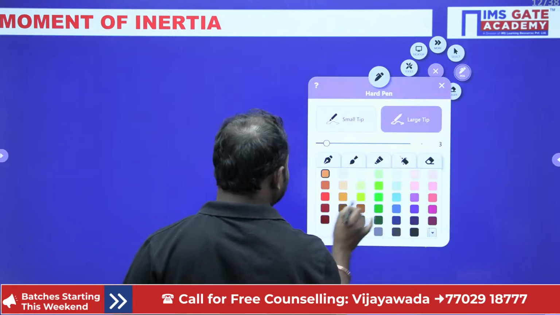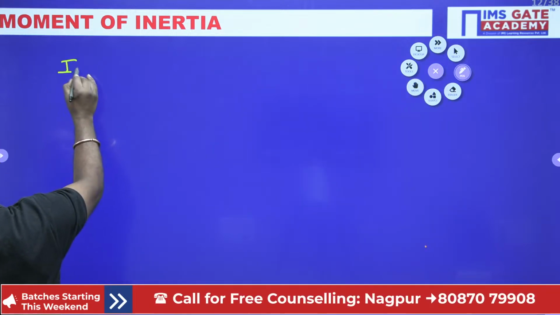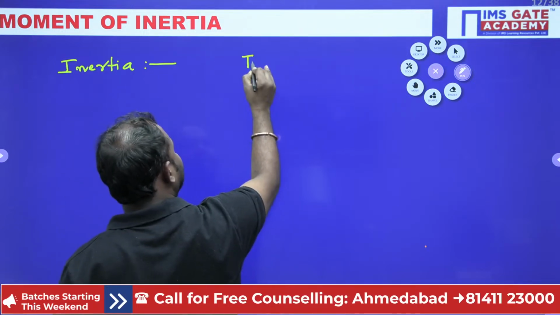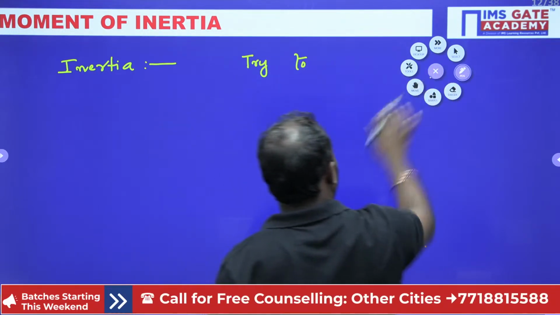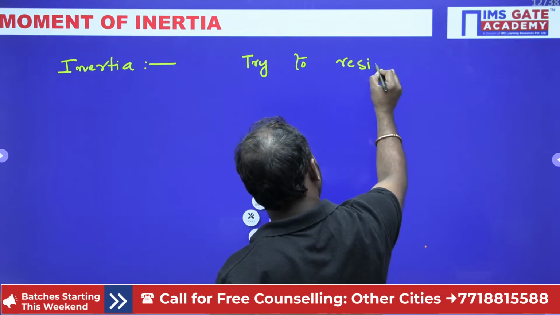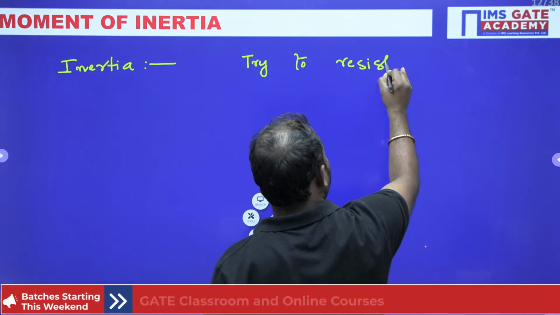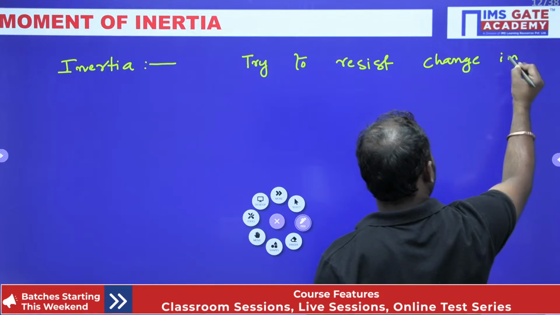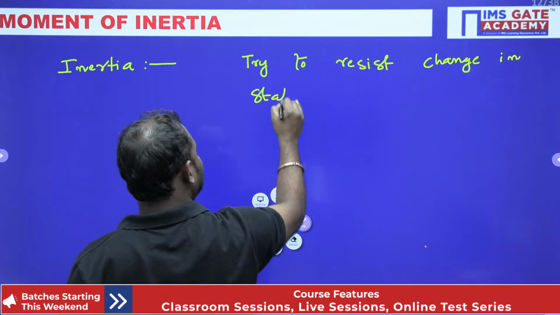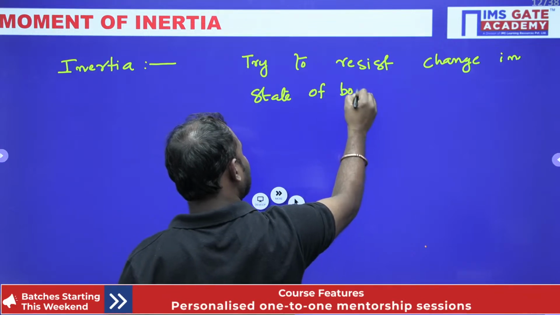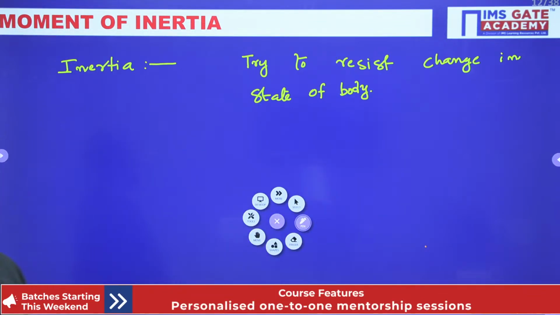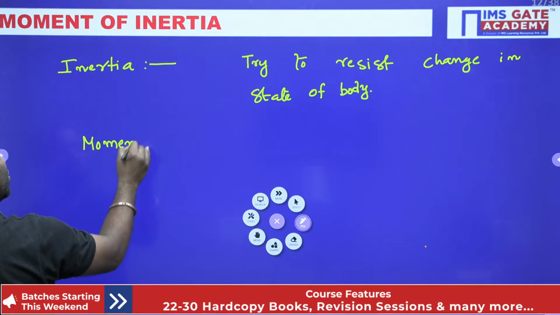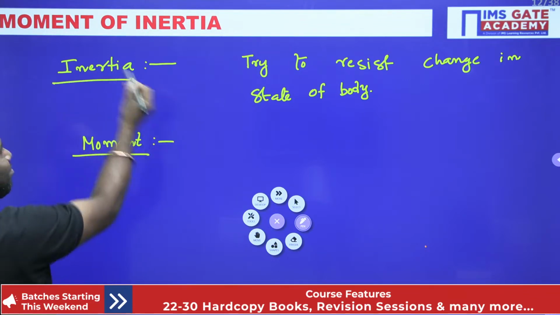Right. Now I just write simply: inertia tries to resist change in state of body. And what is moment? From these two words I just derive the definition, guys. That is my intention to tell you.